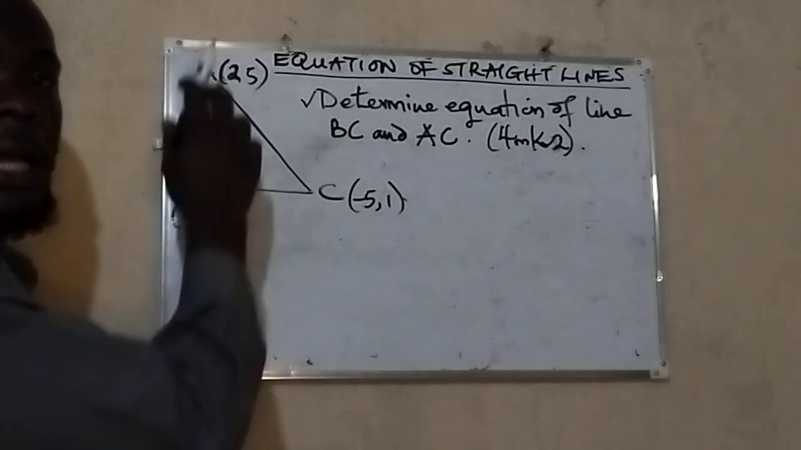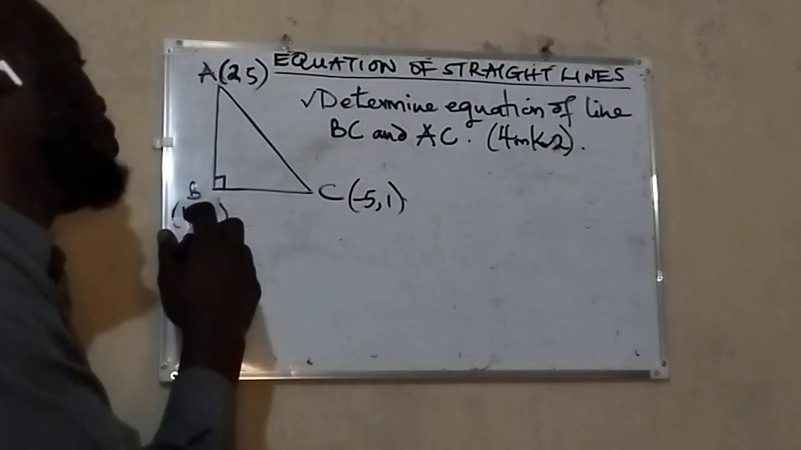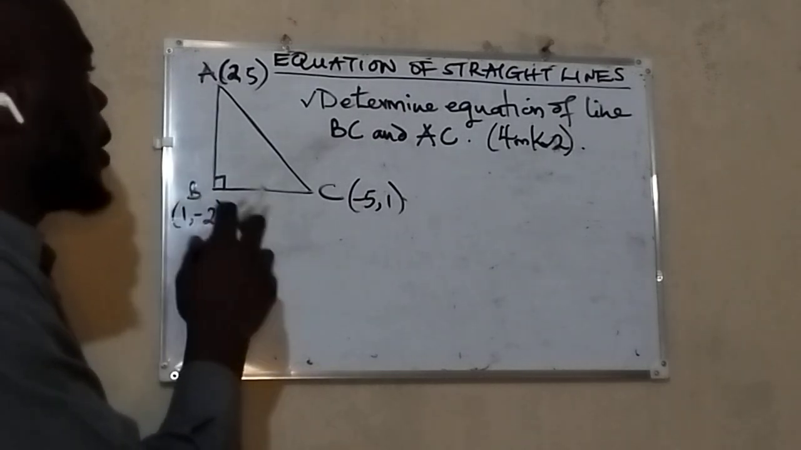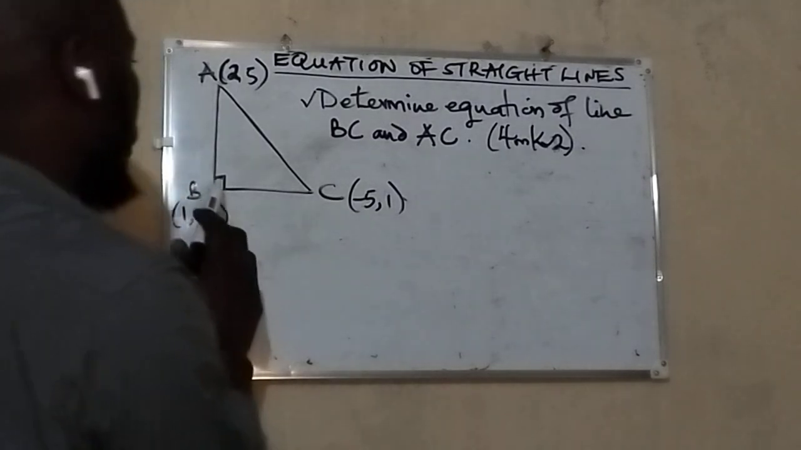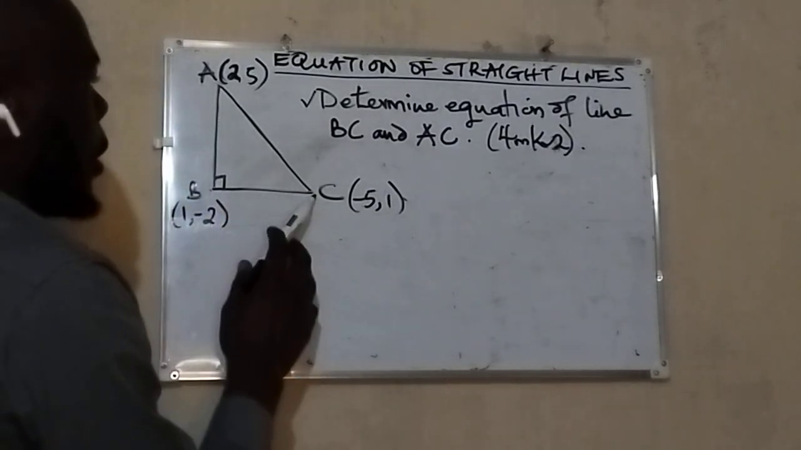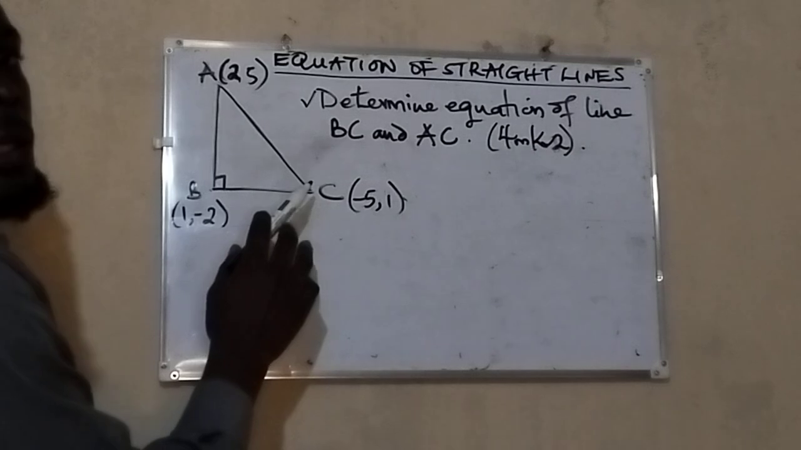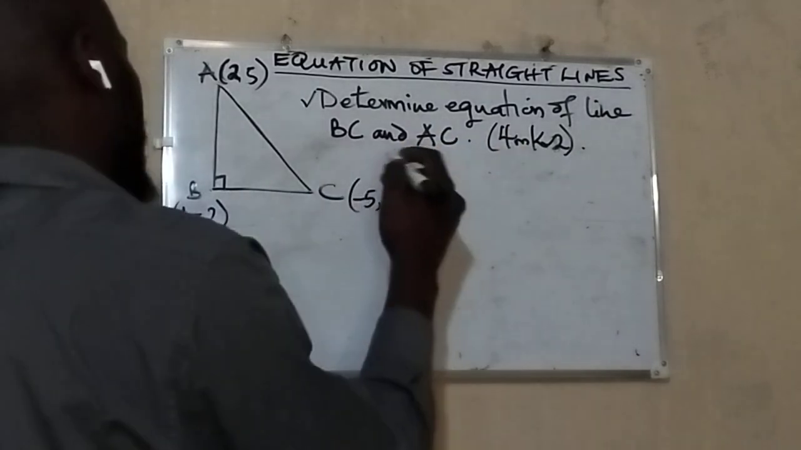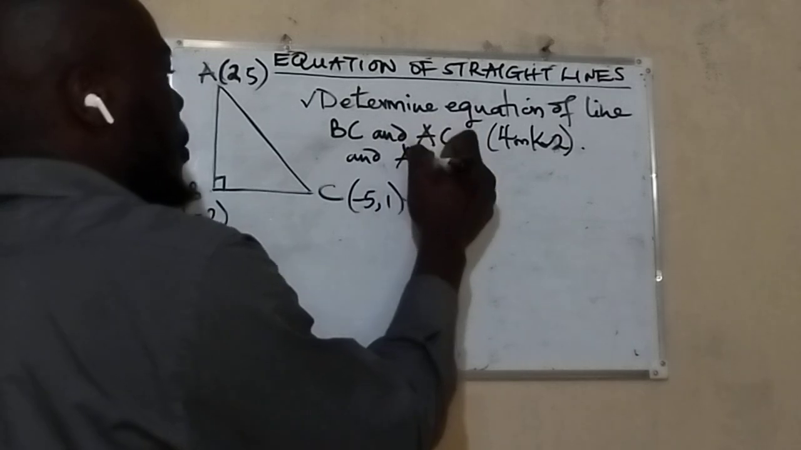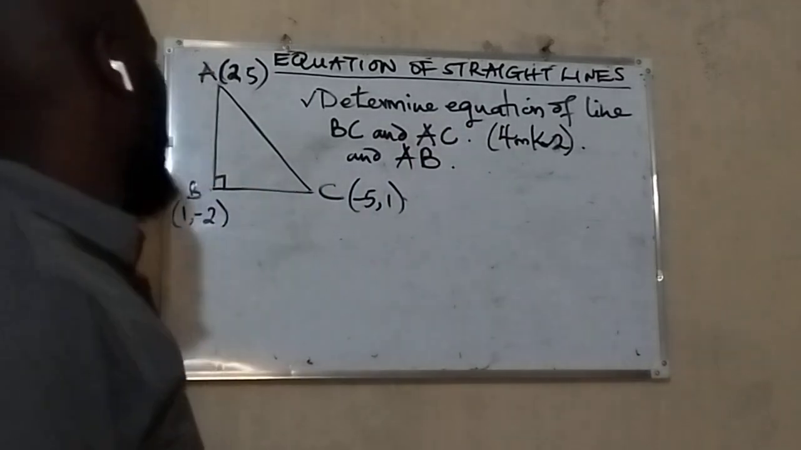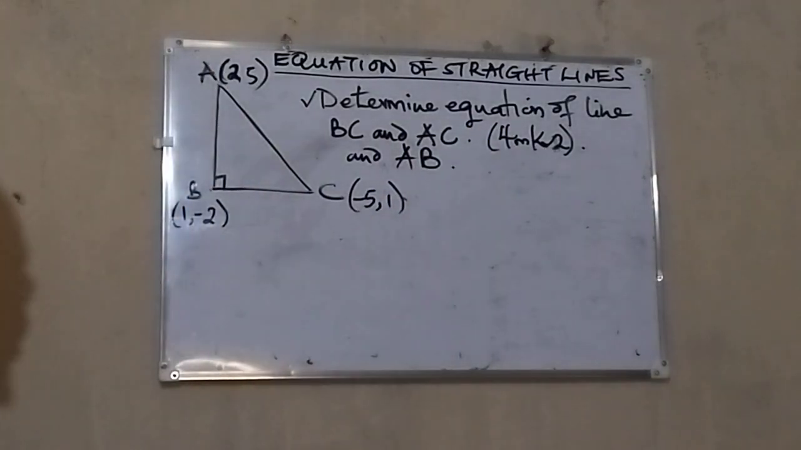So line BC and AC, as you can see, this is line BC, then again line AC. You can also determine the equation of line AB. So it is about 4 marks.